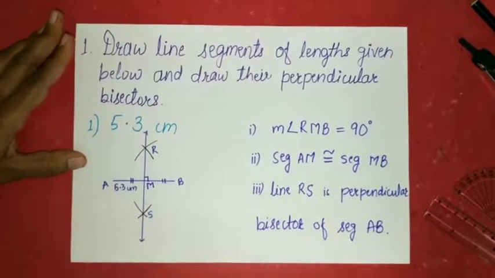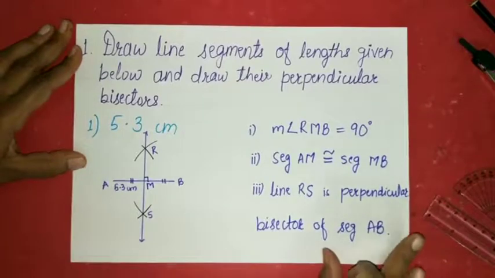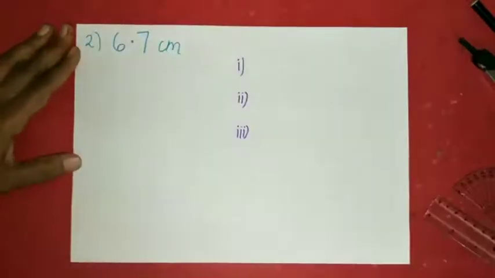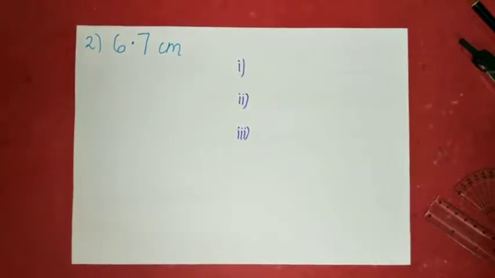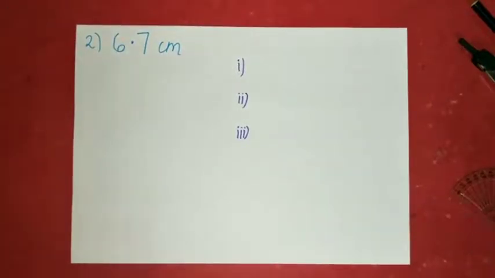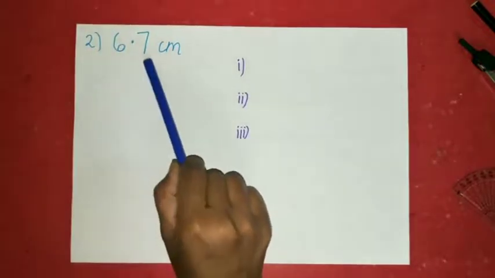Now we will move to the next example. Here the next example is 6.7 centimeter. So again we will start the construction. 6.7 centimeter means 6 centimeter, 7 millimeter.